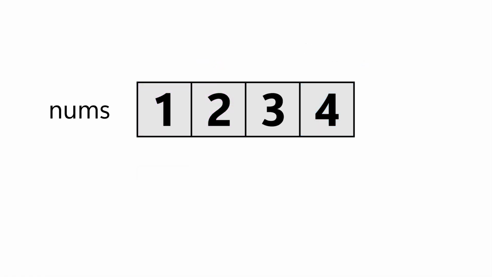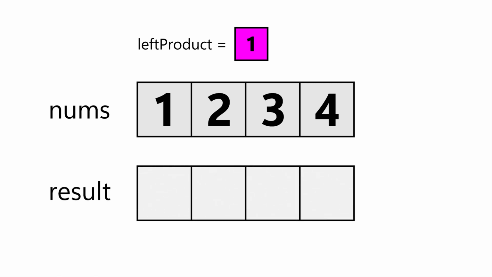Now, to solve this problem, we will first have a variable to store the product from the left side of the array. We will initially set it to 1, because any number multiplied by 1 is that number itself. Now we will iterate from the left side of the array.